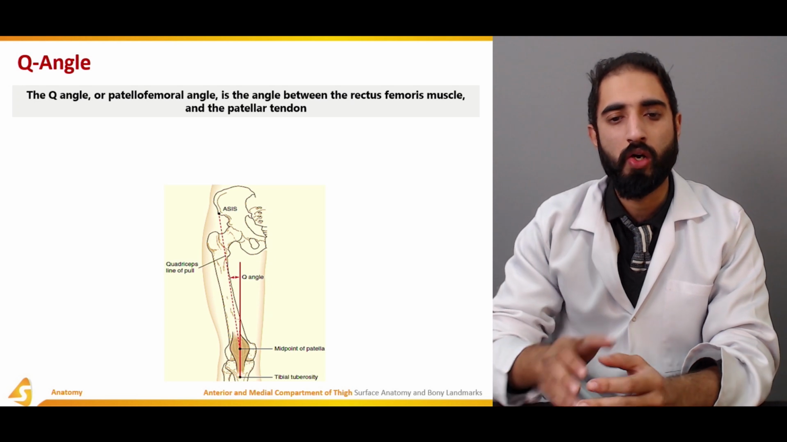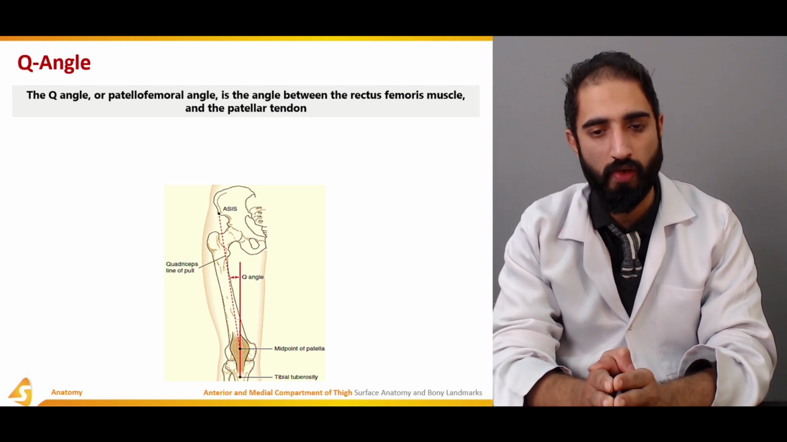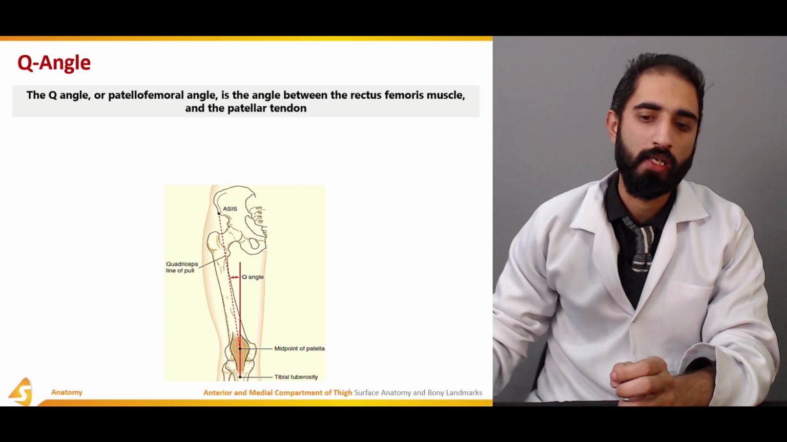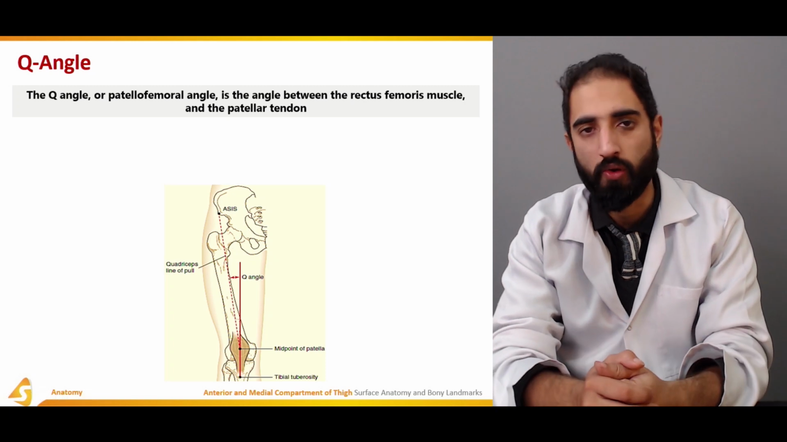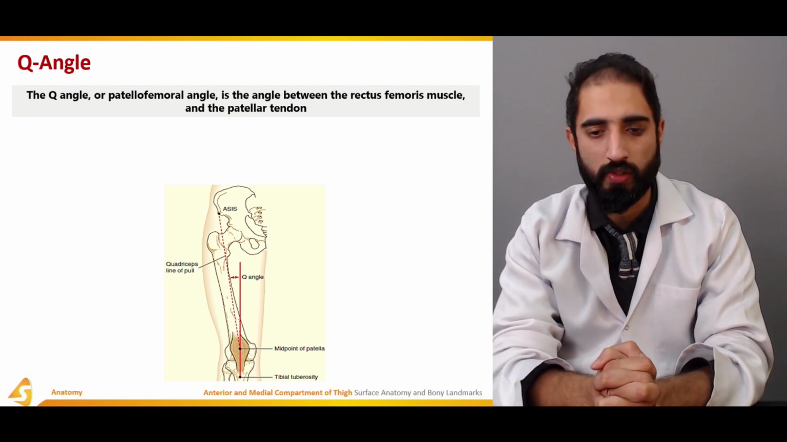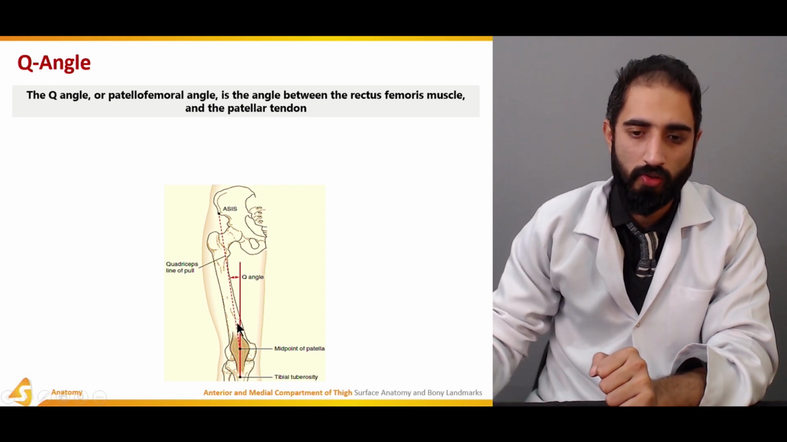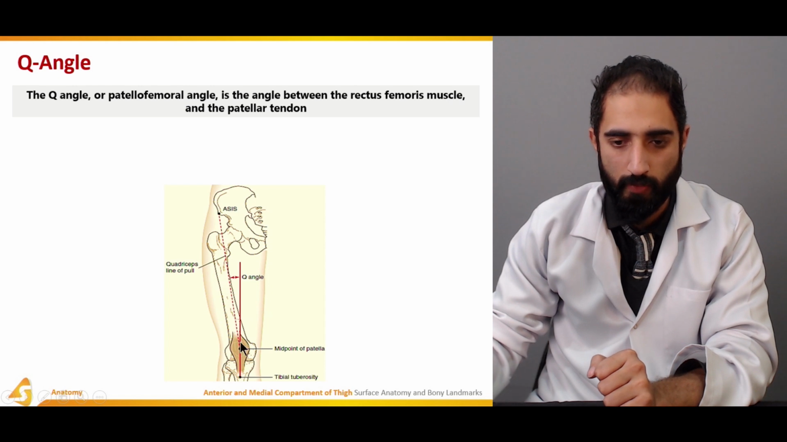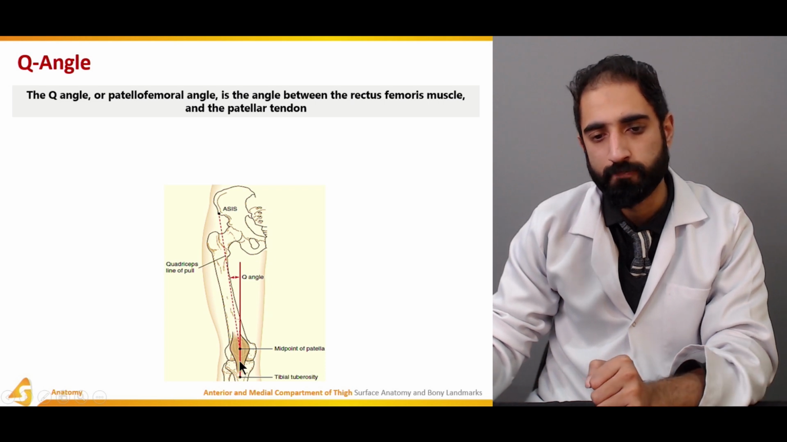So Q angle, also known as the patellofemoral angle, is the angle between the rectus femoris and the patellar tendon. Rectus femoris is one of the muscles, the superficial part of the quadriceps femoris, and it is one of the four muscles which make up the quadriceps femoris. And the patellar tendon is the insertion of the quadriceps, or the rectus femoris, via the patella into the tibial tuberosity. So this part is known as the patellar tendon.